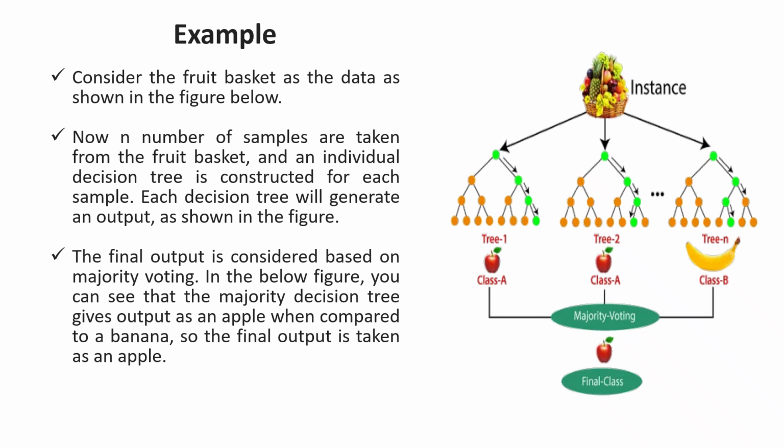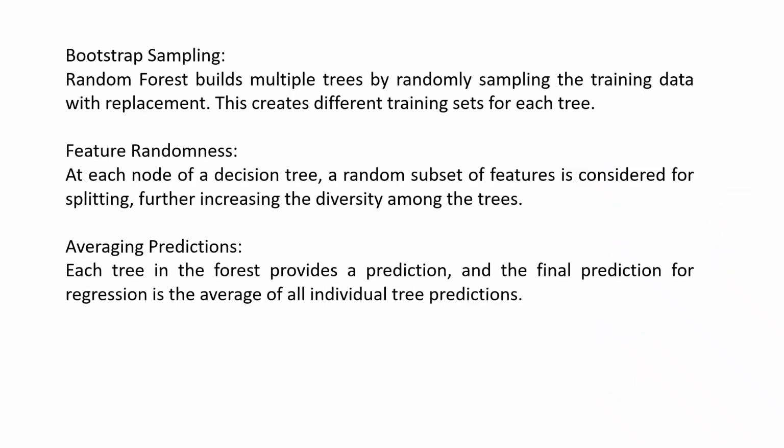So this is how the random forest works. Bootstrap sampling means random forest builds multiple trees by randomly sampling the training data with replacement. Same process I told you. We can replace one from among the different groups. This creates a different training set for each tree. Feature randomness means at each node of a decision tree, a random subset of features is considered for splitting, further increasing the diversity among the trees.